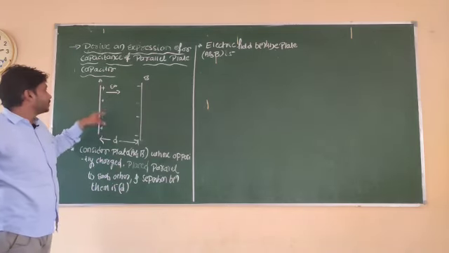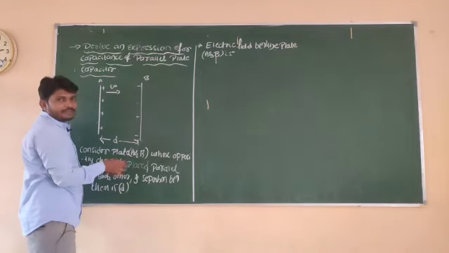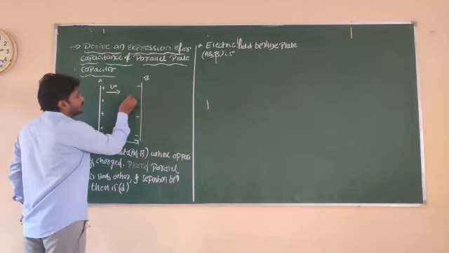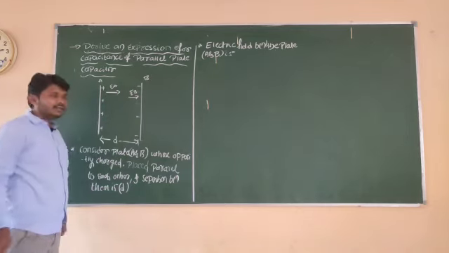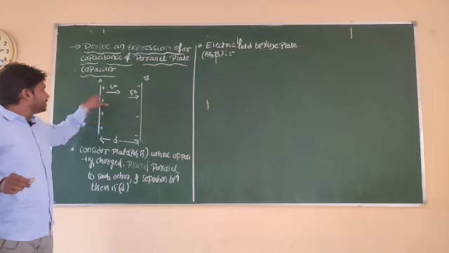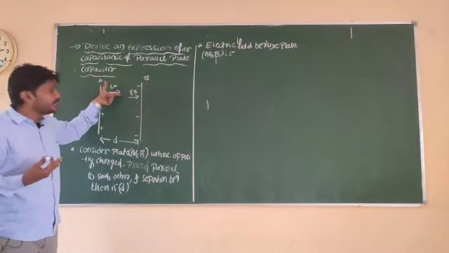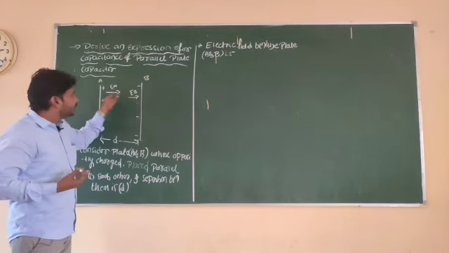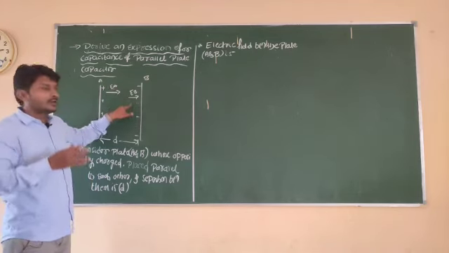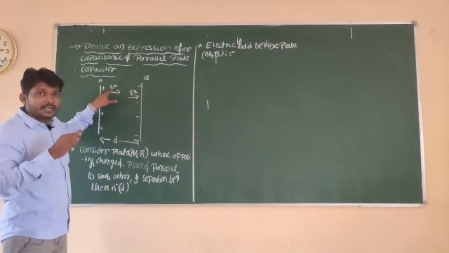For plate A, positive charge means electric field lines are outward. For plate B, what is the direction? Inward. So this is E of B. Look here, for plate A this is the direction of the electric field lines, because for positive charges field lines are outward, and for negative charge, field lines are inward. Both are in the same direction. So the direction of the electric field due to plate A and due to plate B is the same.